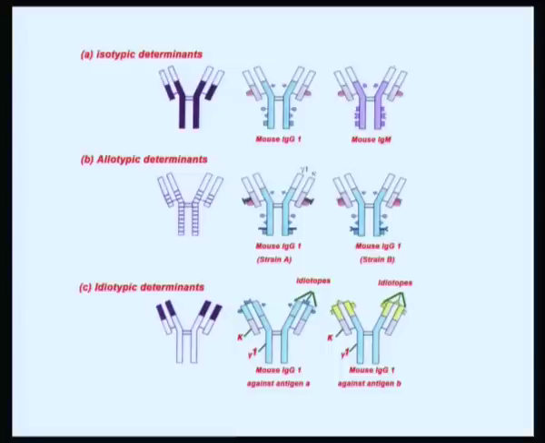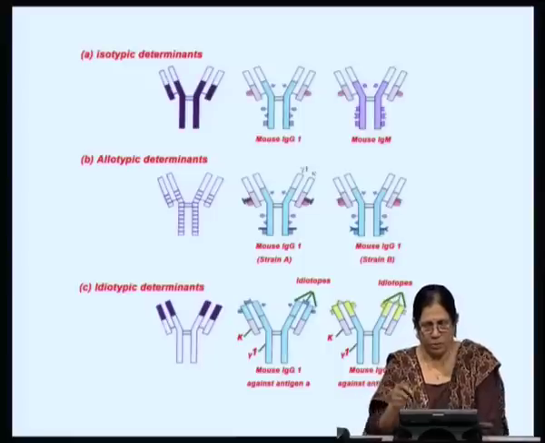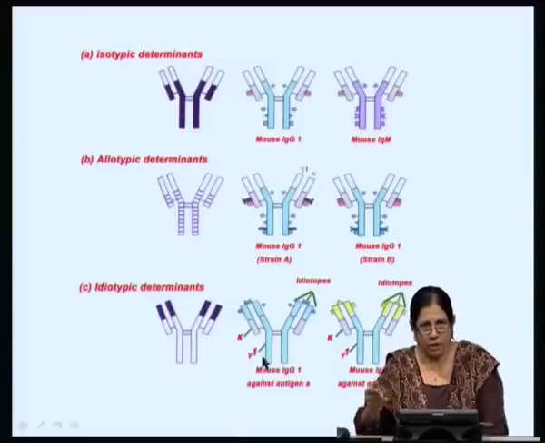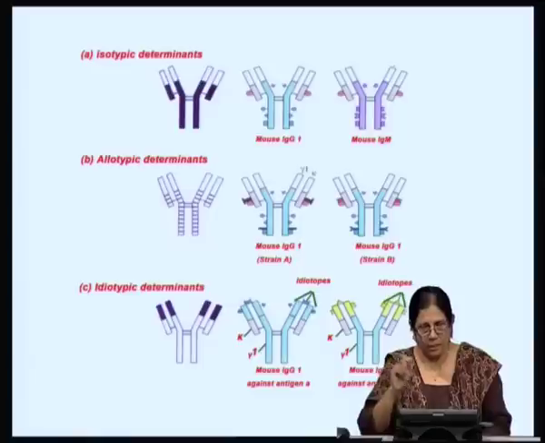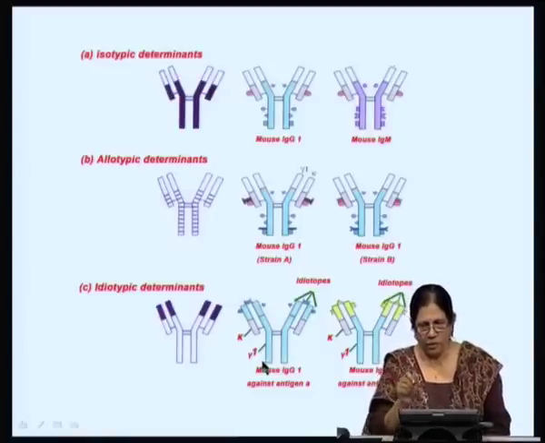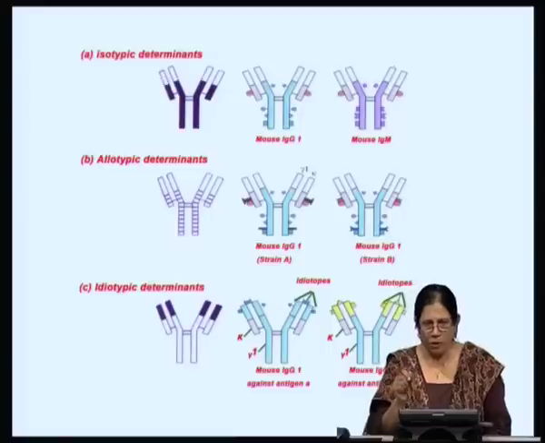Idiotypic antibodies can be shown very easily in an experiment. In fact, you can think of doing that experiment. A rabbit which is injected with one antigen, you will see no idiotypic antibodies made in the first two, let us say, exposures to the same antibody. Now, let us say the rabbit has received ovalbumin, there will be antibodies to ovalbumin.